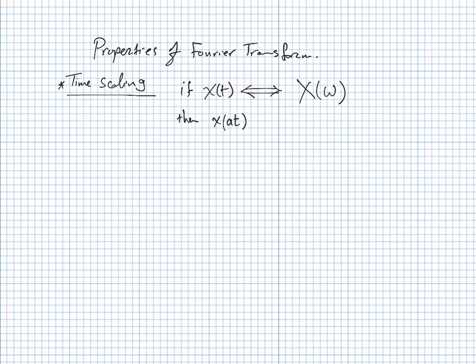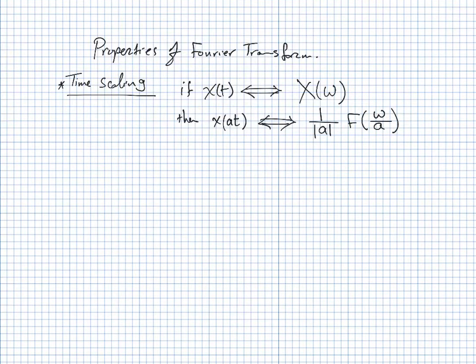If a is less than 1, then this means expanding x of t, and if it's negative, it means in addition to compression or expansion, it's also time reversal, right? So if you do that to x of t, what you will get is that the Fourier transform is going to be scaled, in terms of magnitude, by 1 over the absolute value of a. So regardless whether a is positive or negative, the scaling is always going to be positive in terms of the amplitude, and then the frequency is going to be inversely scaled. So it's omega over a, right?